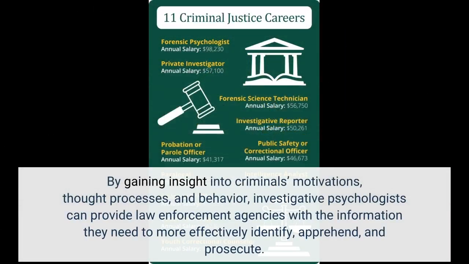By gaining insight into criminals' motivations, thought processes, and behavior, investigative psychologists can provide law enforcement agencies with the information they need to more effectively identify, apprehend, and prosecute.